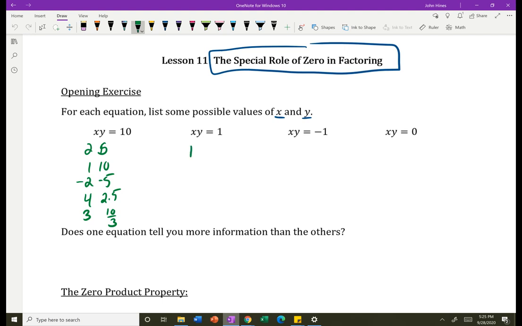The same thing with 1. 1 times 1 gives me 1. -1 times -1 gives me 1. But again, I can get creative. 2 times a half, 4 times a fourth, 7 times 1/7. So there's a lot of ways to get 1 when I multiply things together. Same thing for -1. This is the exact same thing, except someone's got to be negative. Sorry, that should have been both negative there. My fault, I was looking over here. -2 and +1/2, 3 and -1/3. There's lots of ways that I can get a product to be -1.